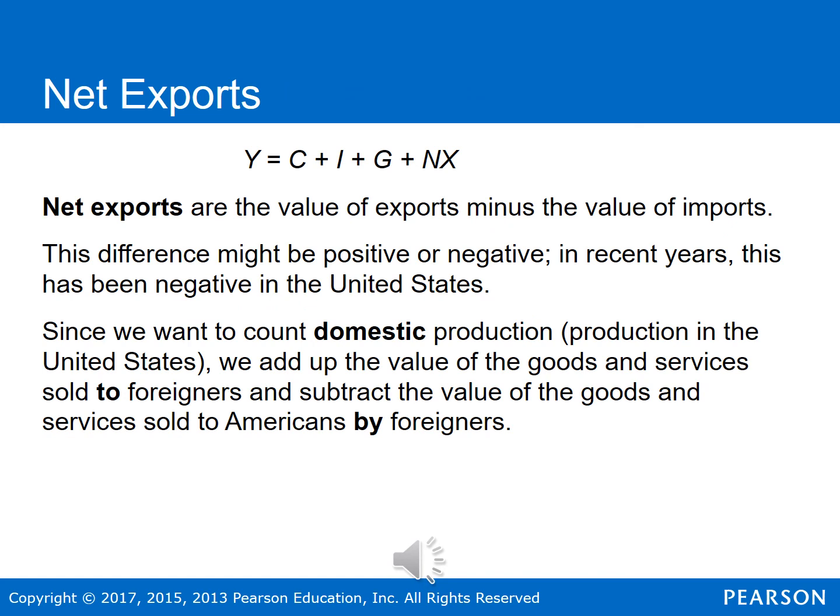And finally, the last portion of this equation is net exports. Net exports are the value of exports minus the value of imports. So this difference can either be positive or negative. In recent years, it's been negative in the US because we import more goods than we export. Since we want to count domestic production, meaning production within the United States, we add up the value of all the goods and services sold to foreigners. So these are things that we've produced in the United States and are selling to others, and we subtract the value of goods and services sold to Americans by foreigners, because that doesn't tell us what we've produced in the US.